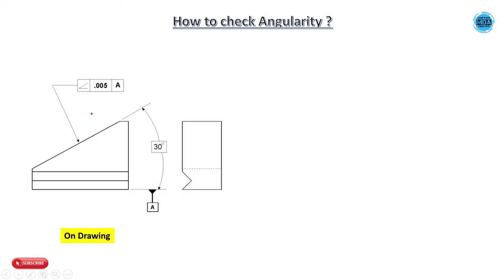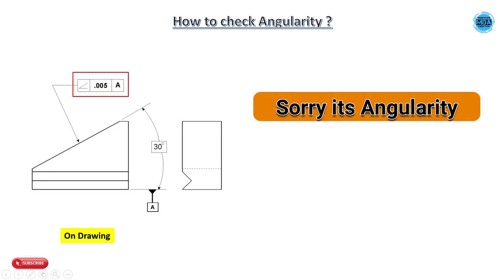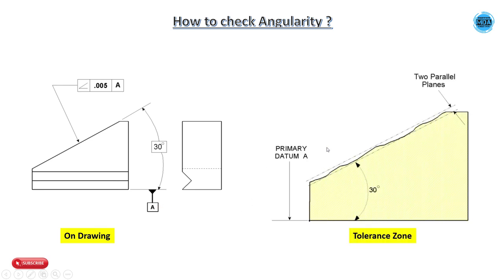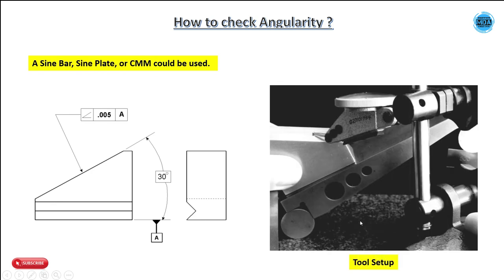On the drawing you can see that I applied datum A on the bottom surface, and from that bottom surface there is a basic 30 degree angle, and I need angularity in a tolerance zone of 0.005 with respect to datum A. So it forms a two parallel plane tolerance zone. After setting the 30 degree angle in the sine bar with respect to datum A, which is nothing but the surface plate, the part's inclined surface becomes horizontal. Now the measured surface is horizontal, and we can easily check the angularity in the tolerance zone of 0.005.